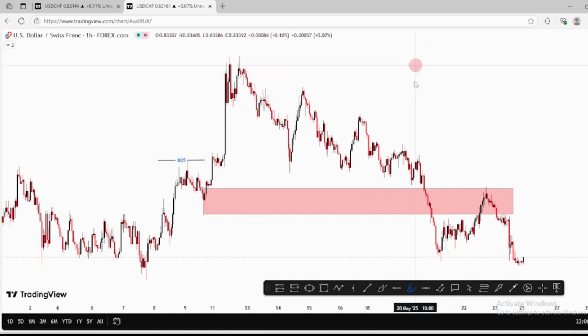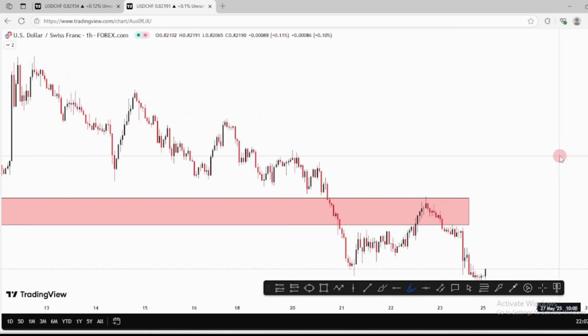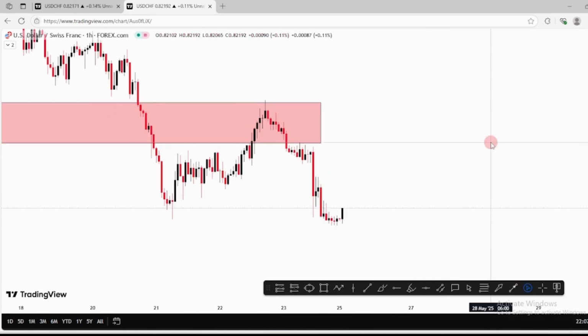Now this order block right here has become a breaker block. Why? Because price has broken and retested the order block. So how can you get in on this trade? Let's look out for a situation whereby you can get in on this trade. Now we are seeing this to be the breaker block, so we need to go to the 15-minute time frame.